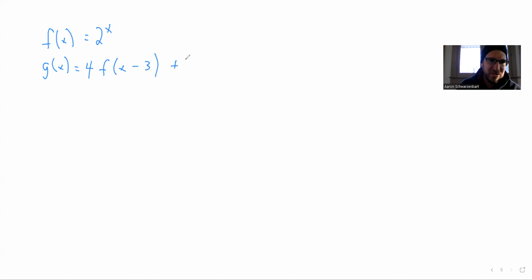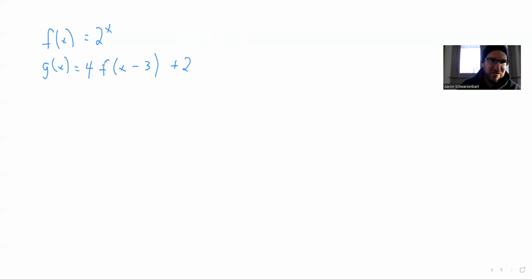So let's say I give you a function in the form f of x is 2 to the x. G of x then is going to be 4 f of x minus 3 plus 2. So when I'm working with these functions, I always start with my stretches, and then I do my shifts later.